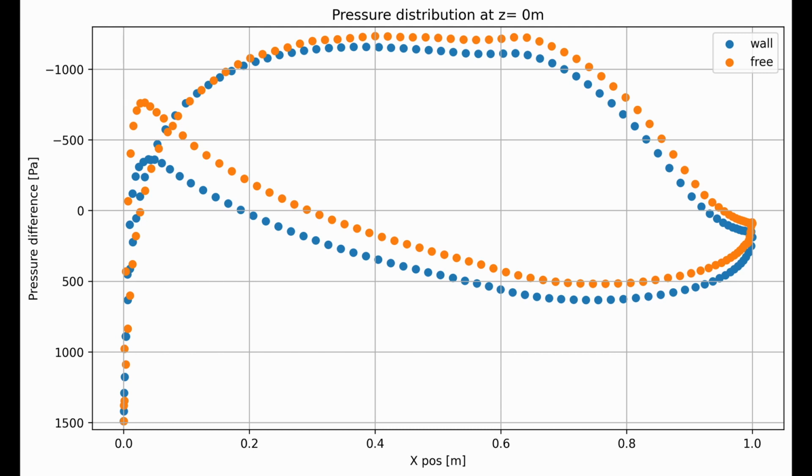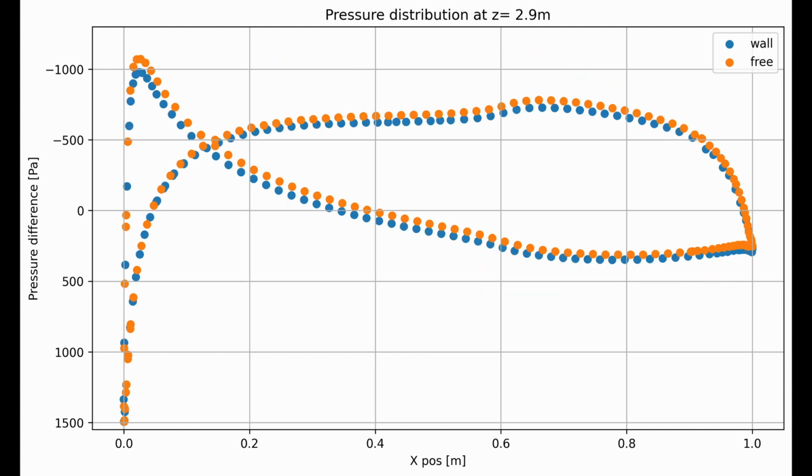Now I was interested in what happens at a tip, so this is at a spanwise location of 2.9 meters. As I said, the wing is 3 meters long, so almost exactly at the tip. And as you can see, there's almost no difference between the cases.